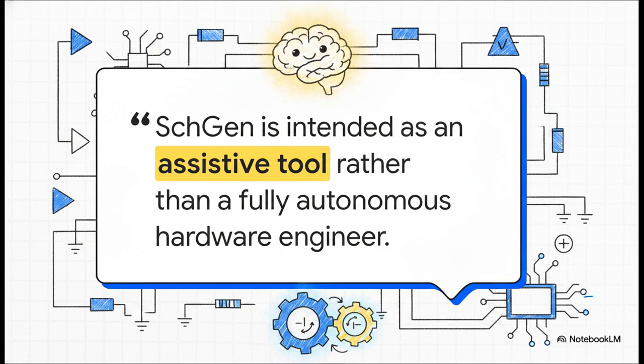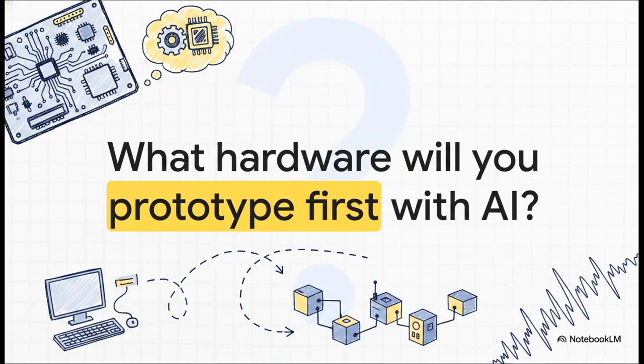This is the core ethos to keep in mind. This AI is an intelligent Copilot. It's there to assist you, to speed up your workflow, and handle that annoying boilerplate code. But it's absolutely not a replacement for your human engineering expertise and intuition. So I want to leave you with this provocative thought. If AI can now handle the schematic boilerplate directly from your natural language prompts, saving you hours of tedious setup, what hardware are you going to prototype first? How will you use this open-source tool to accelerate your own creative workflows?